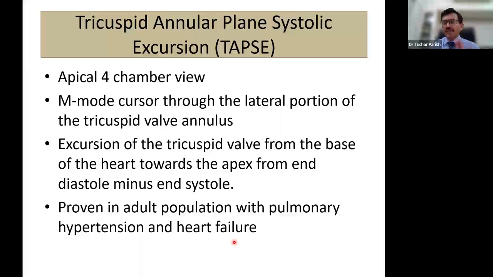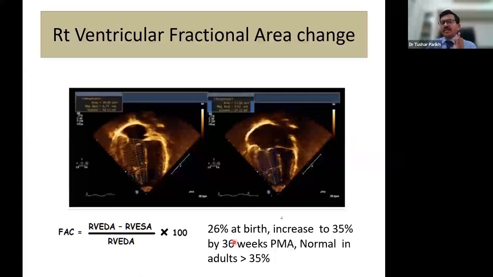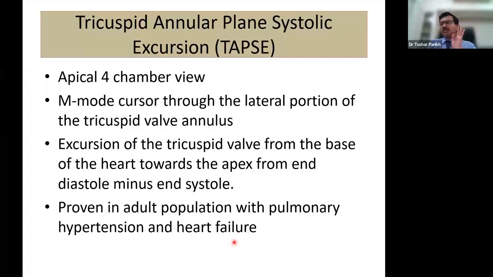So for right ventricular function, the first component is eyeballing. With eyeballing you see whether the right ventricle is contracting or not. The second component is right ventricular fractional area change, and the third component is TAPSE, that is tricuspid annular plane systolic excursion.